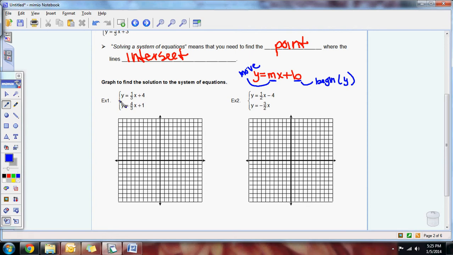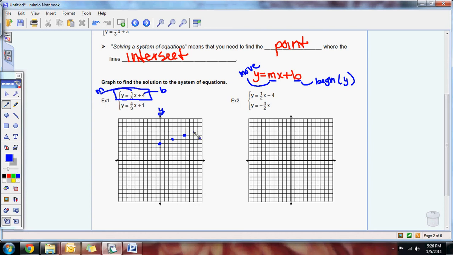So, example 1, what you're going to do is you're going to take your first line and just focus on that. So it's in slope-intercept form. So this is our b, that's where we're going to begin, and this is our slope, that's how we're going to move. So remember, you always begin on the y-axis, so we're going to start at 4. So 1, 2, 3, 4. That's our first point. And this is our slope, so it's going to be rise over run. So we're going to go up 1 and then over 3. So from that point, up 1, over 3, up 1, over 3.